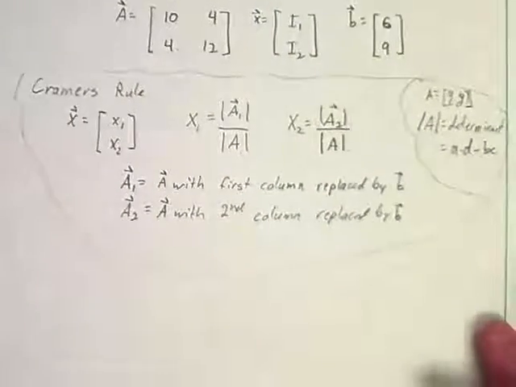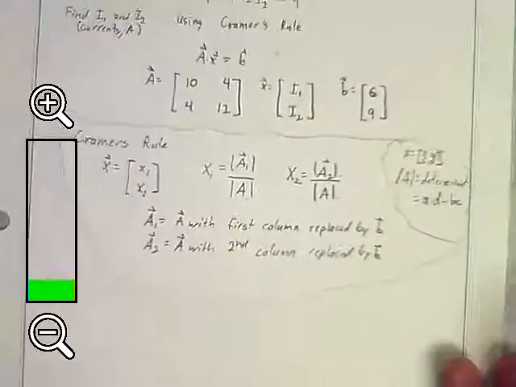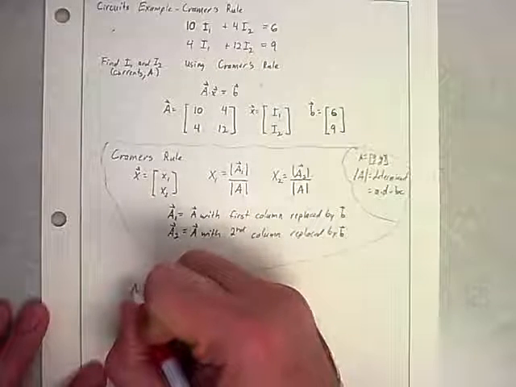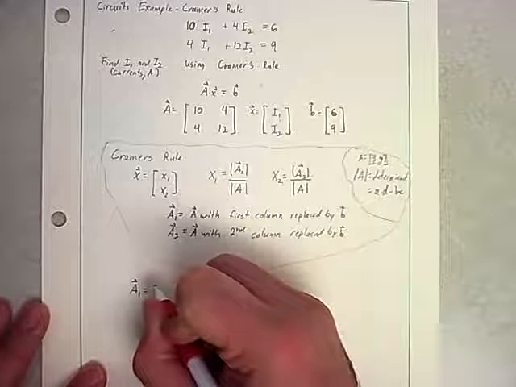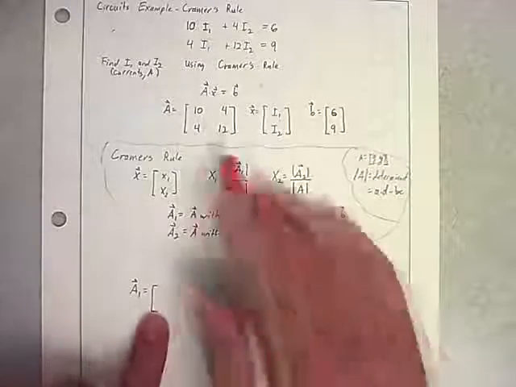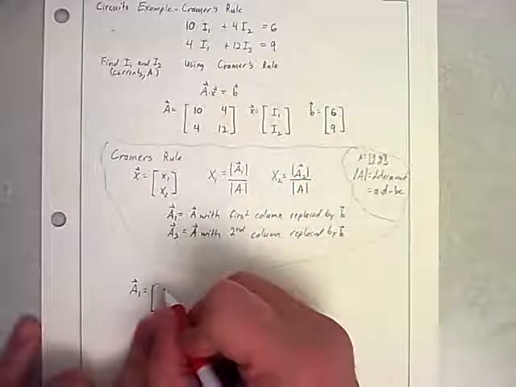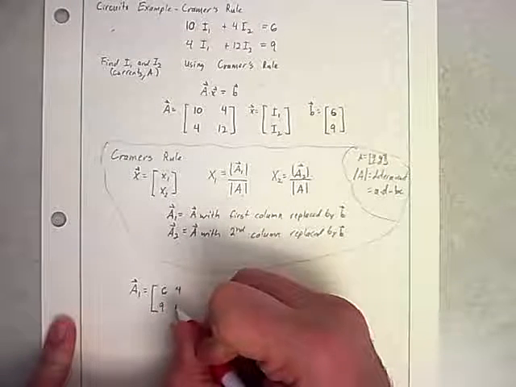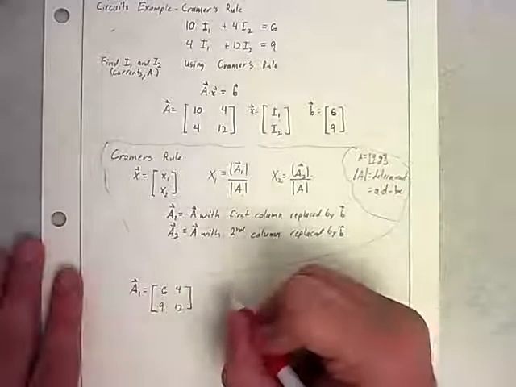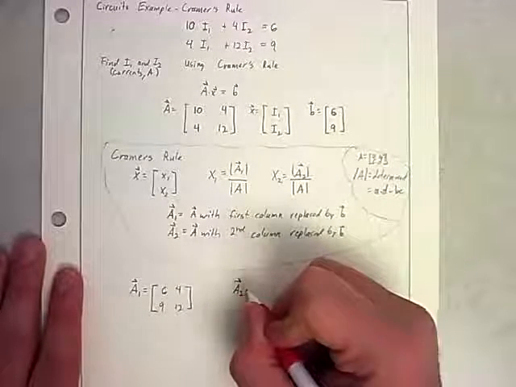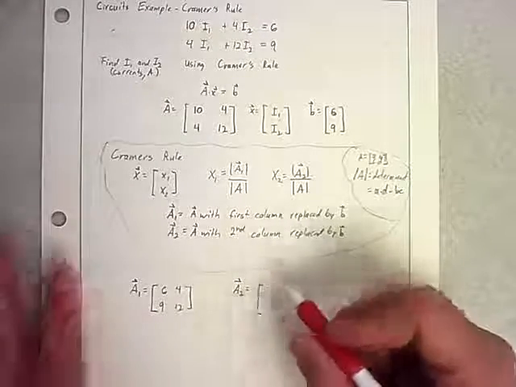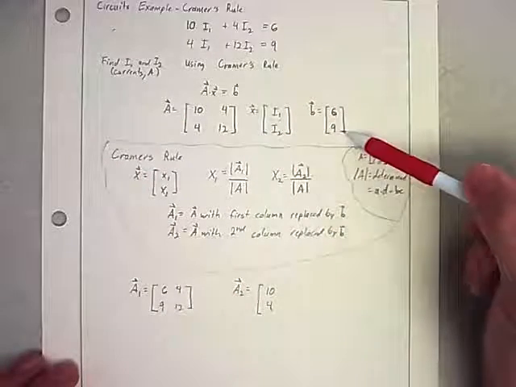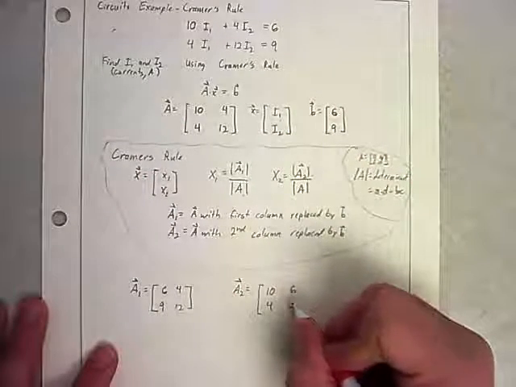And so let's see how that works out with our particular example. I'm going to zoom out so we can see everything. So if I'm doing that for this one, then A1 is going to equal, I take the first column and replace it with this. So it's going to have 6 and 9, but still 4 and 12 here. And then A2, it's going to keep the 10 and the 4 in the first column, but it's going to replace the second column with B. So I'll put my 6 and my 9 there.